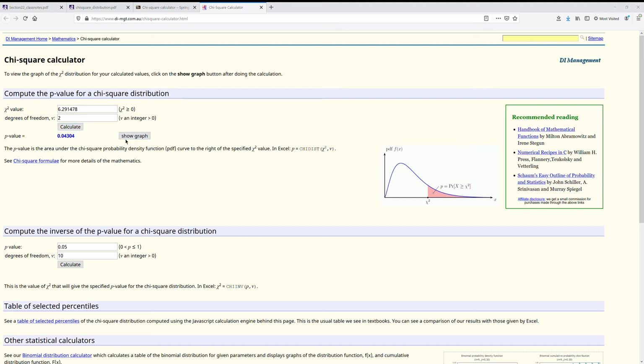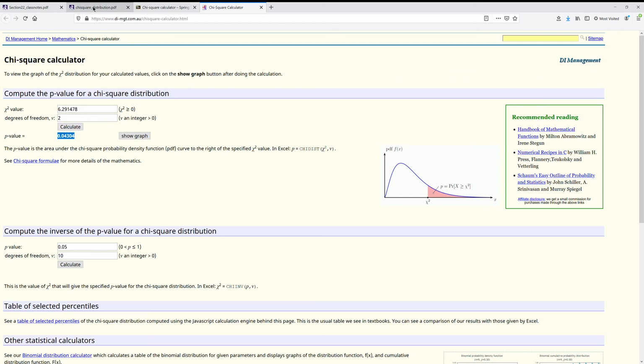Let's say for the sake of argument you want the picture. Remember, it is the area to the right. You probably don't want the picture, but as always, for our purposes in this course, the chi-square is the area, the p-value is the area to the right. So it's 0.4304. At least that's what this calculator is giving me. The other one's calling it 0.4.